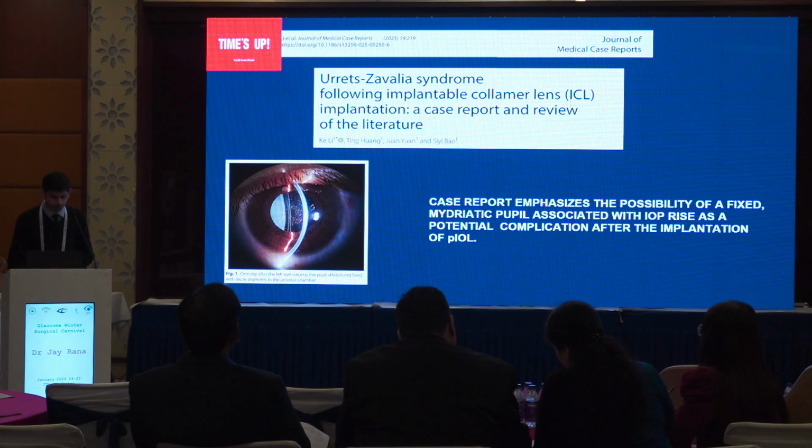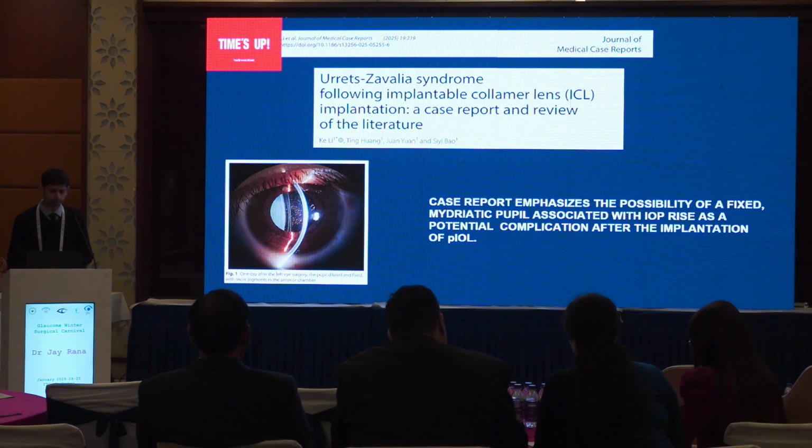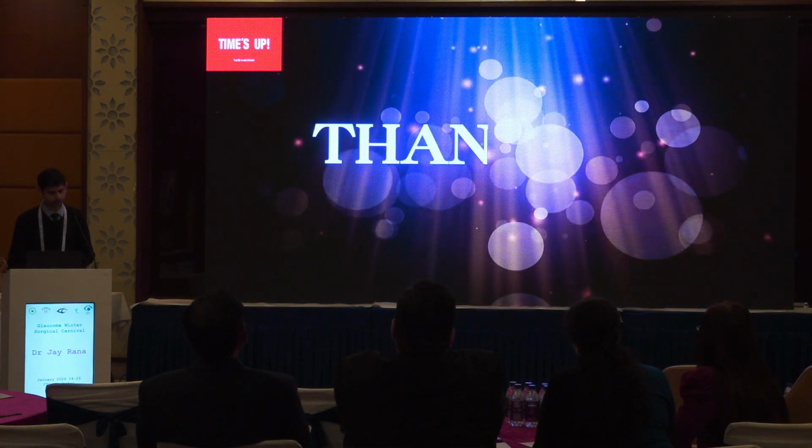This is the third case, which was reported in 2025, and that case was also seen in China. The case reported emphasized the possibility of a fixed mydriatic pupil associated with IOP rise as a potential complication after the implantation of a posterior chamber IOL.